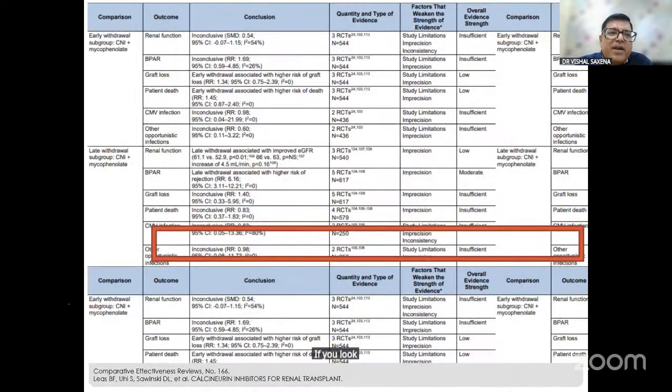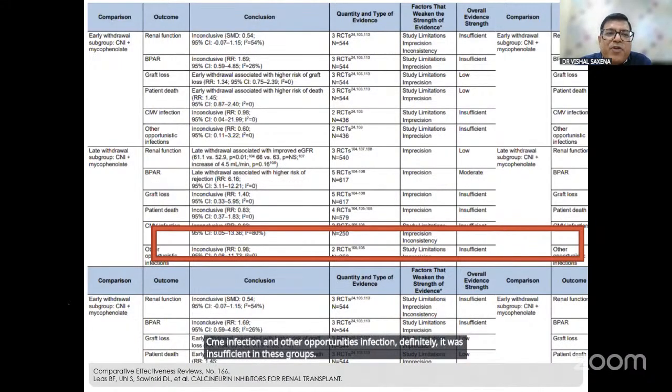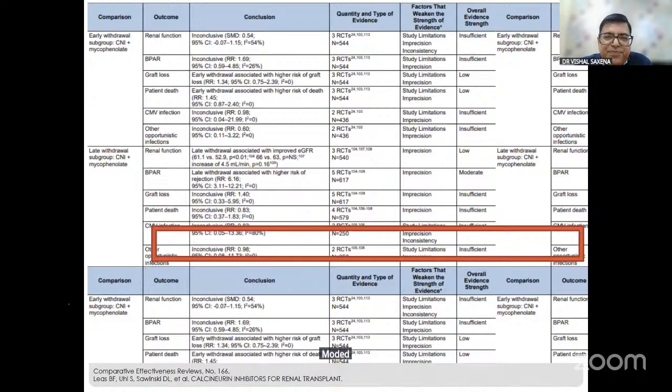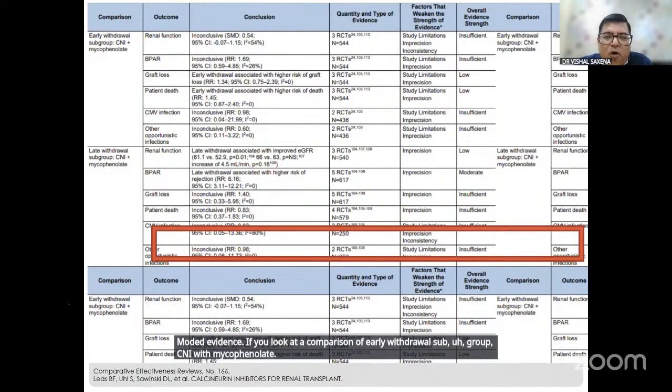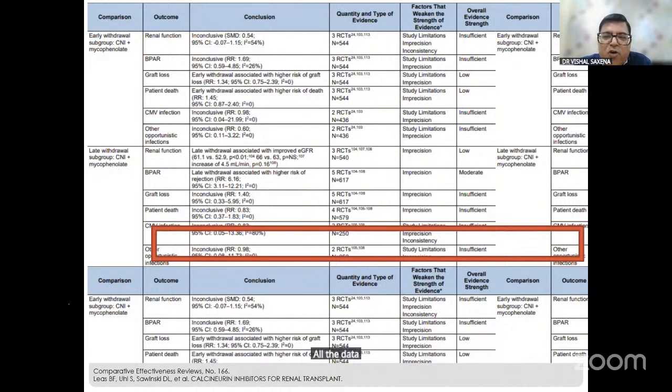If you look at late withdrawal subgroup, CNI with mycophenolate, CMV infection and other opportunistic infection, definitely it was insufficient in these groups, but biopsy-proven acute rejection, late withdrawal associated with higher risk of rejections, moderate evidence. If you look at a comparison of early withdrawal subgroup, CNI with mycophenolate, all the data was insufficient or low evidence strength.